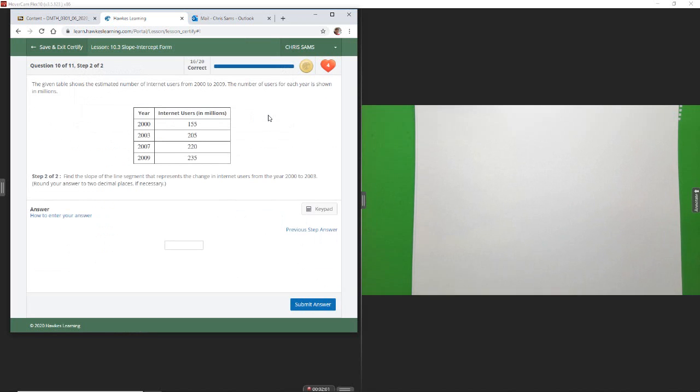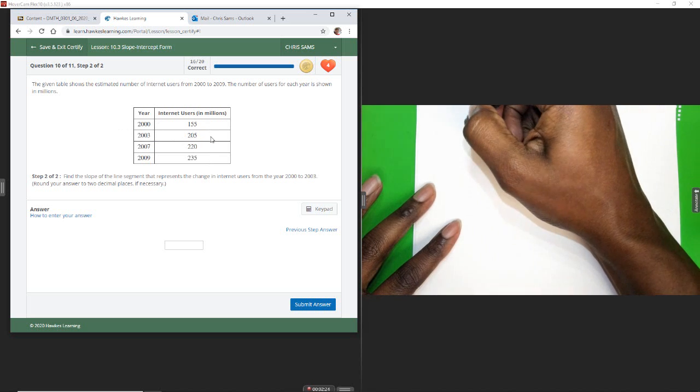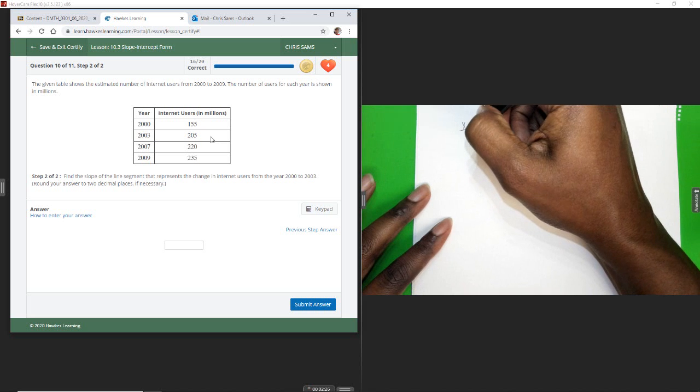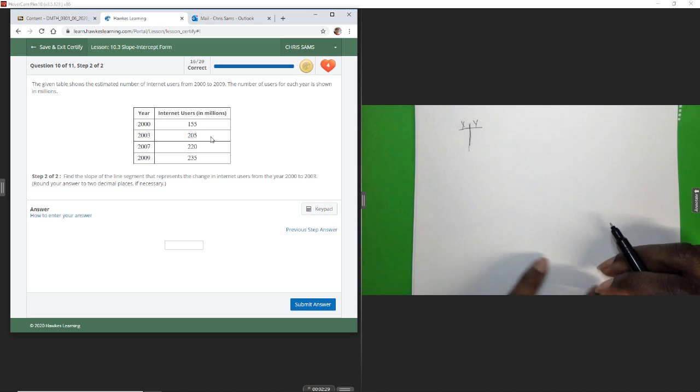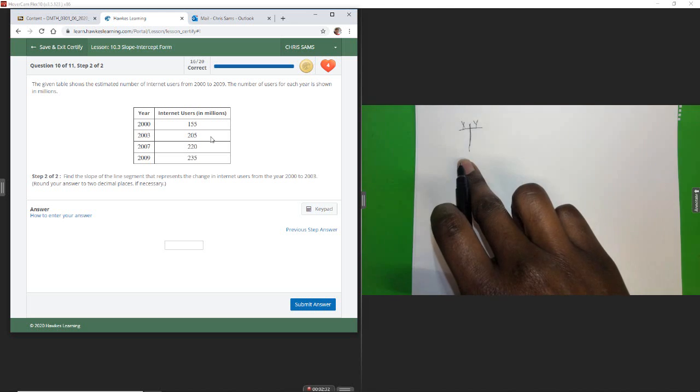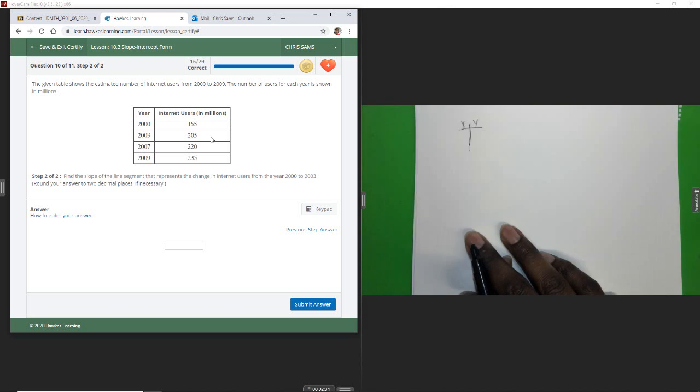All right, now we have part 2. We want to find the slope of the line segment that represents the change in internet users from 2000 to 2003. So we have 2000 and then 2003. These are the two ordered pairs we're going to use. Remember, this was X, this was Y. Generally, when you see a table, the table is set up X on the left, Y on the right. So that'll be the general rule of thumb. So the years are going to be my X values. The amount of people, internet users, are my Y values.